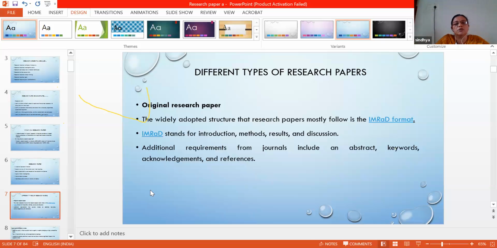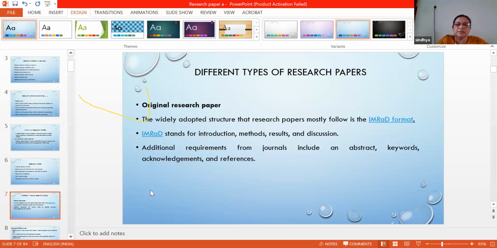So all the processes are done by your own initial effort. That is why it is an original research paper. You are originally conducting a research and reporting it as a research paper. So there is a format for this original research paper. Usually there are certain steps to be followed while preparing an original research paper, that is the IMRAD format.